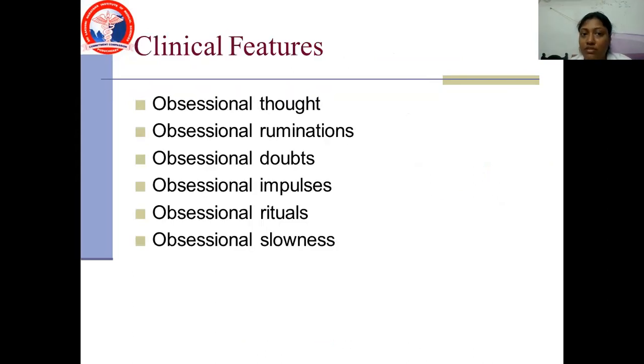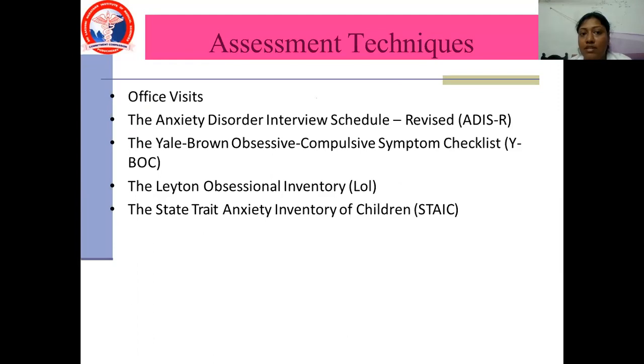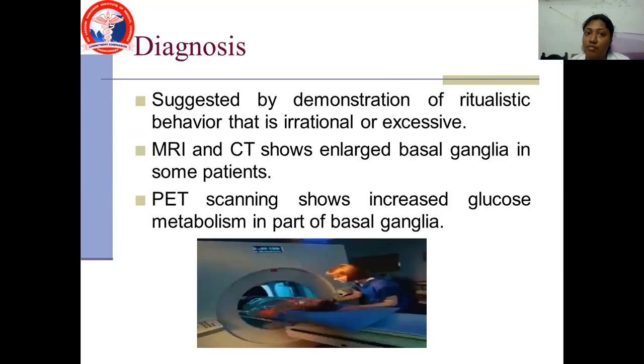So these are the clinical features: obsessional thought, obsessional rumination, doubts, impulses, rituals, and slowness. And here are the assessment techniques. We have the Anxiety Disorder Interview Schedule, ADIS-R, and the Yale-Brown Obsessive Compulsive Symptom Checklist. Y-BOCS is the most widely used. We have used it in almost all the patients of OCD. The Leyton Obsessional Inventory we have also used, and STAIC, the State-Trait Anxiety Inventory for Children.